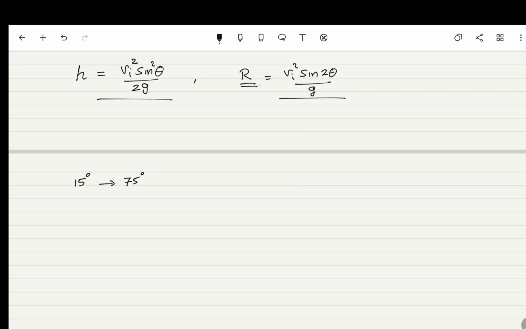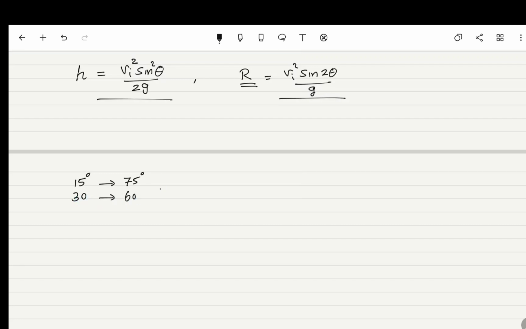Because if you look at the range equation, it's sine 2 theta, and sine 30 is the same as sine 150, which is 75 multiplied by 2. So you obtain the same range for 15 and 75. But the height is absolutely different. For 75, it will be much larger than for 15 degrees. Again, 30 degrees gives the same range as 60.